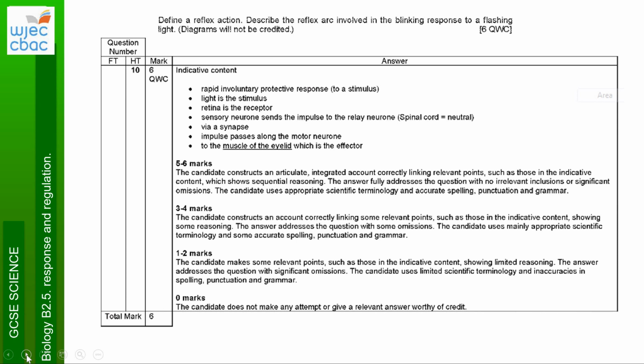So that brings us up now to the end of the work on the nervous system. Next time then we'll be moving on to look at how your body regulates conditions inside.